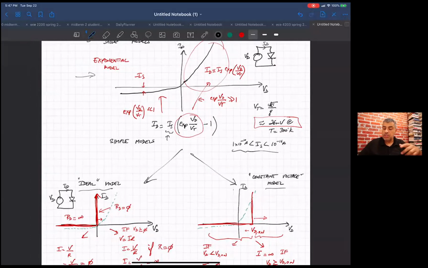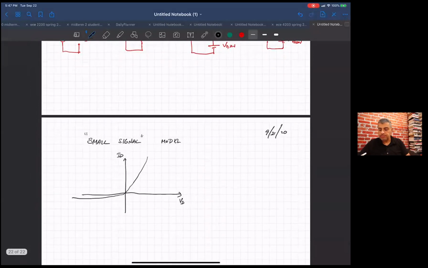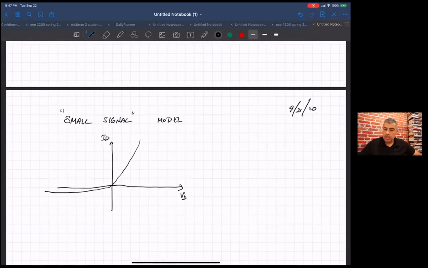So anyway, besides having the models, by doing the homework problems, etc., you're going to figure out when to use which model. And then sometimes you have to use the exponential model. Sorry to digress, but I just wanted to say that about those two models.